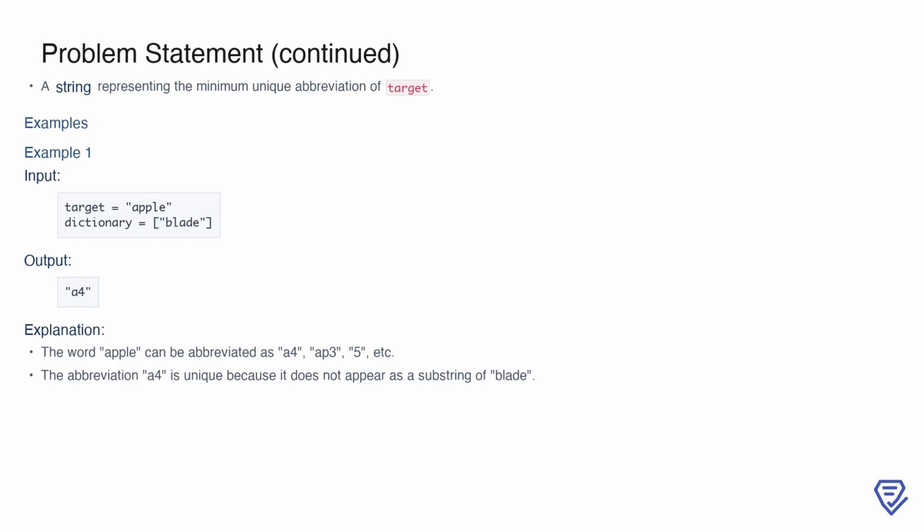Let's consider an example. If the target string is apple and the dictionary contains the word blade, the output would be a4. Here, the abbreviation a4 is valid because it does not appear as a substring in blade. Other possible abbreviations of apple, like ap3 or 5, either don't meet the uniqueness condition or are longer than a4. Therefore, a4 is both unique and the shortest abbreviation in this case.